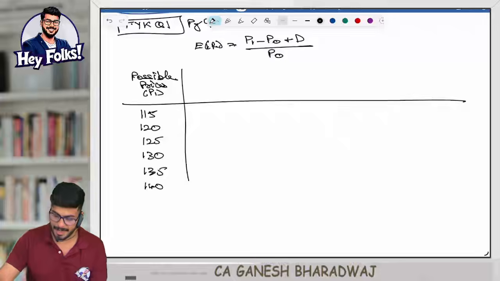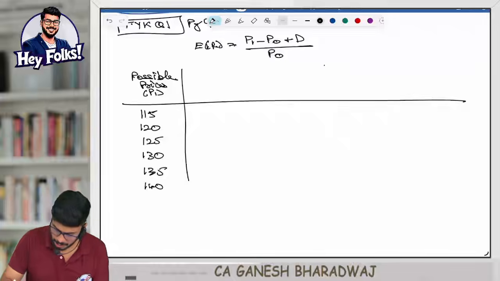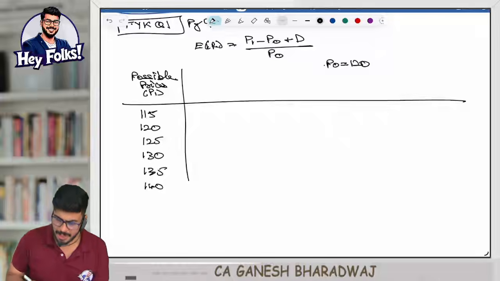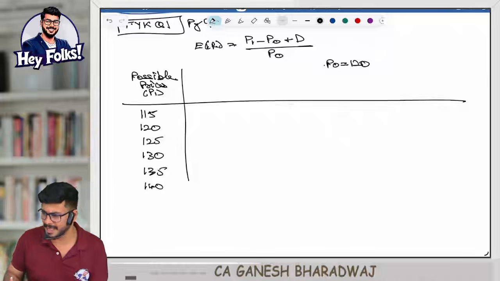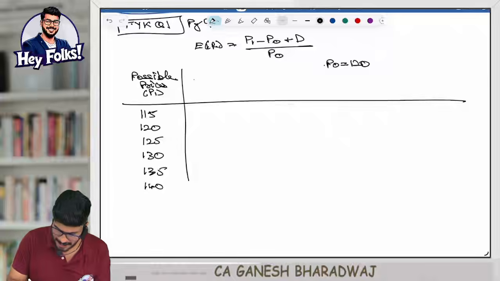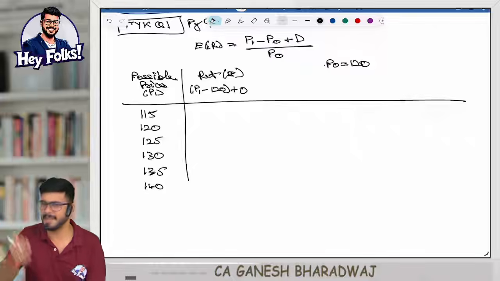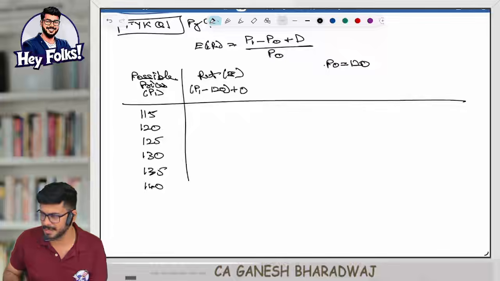And how much was our P0? We know from the top that P0 is 120. It is given in the question. That is the price at which I purchased. Now, in this case, are there any dividends? No. So the return has to be P1 minus P0, which is 120, plus D, which is 0. Here I'll put it as return in rupees. Then we will divide it by the denominator. Are you all able to understand?